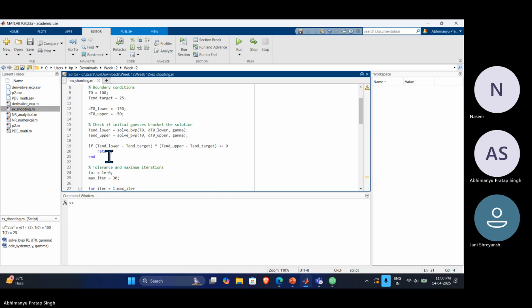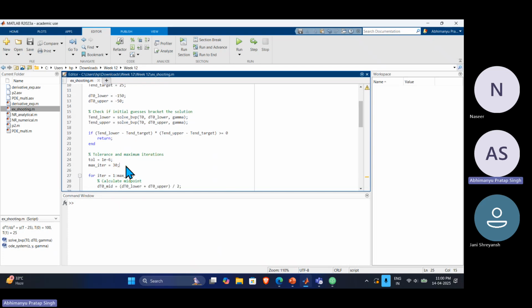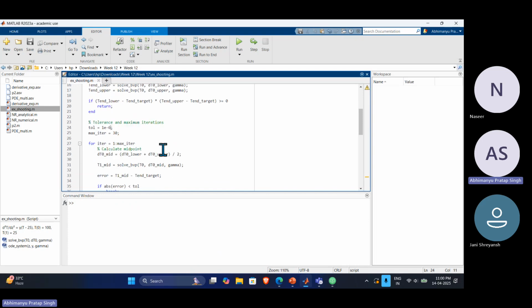Okay. Then these are just my tolerances. So I will stop if the error becomes less than 10 to the power minus 6, and I will run for 30 iterations.